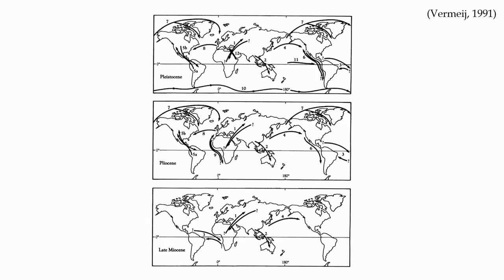The longer the biotas have been separated from each other before the interchange, the more time they'll have had to diverge from each other, and therefore the more dramatic the effects of the interchange will be.